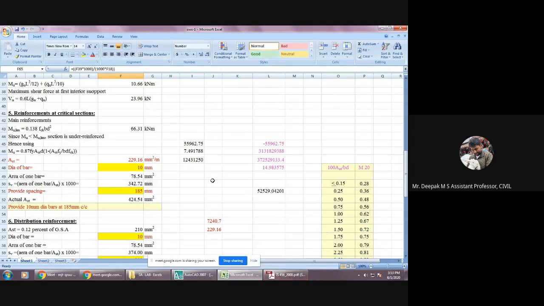This is about one-way slab. Tomorrow we will see about two-way slab. Right?